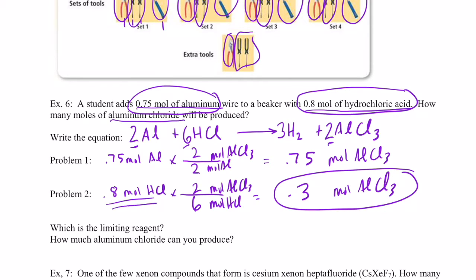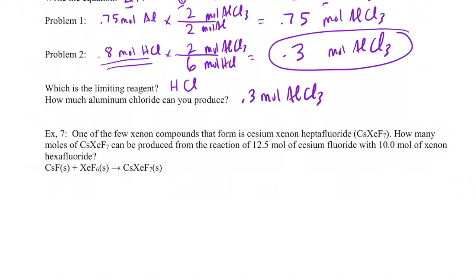So my HCl is my limiting reagent, and I can make 0.3 moles of aluminum chloride. That means I'll have some excess reagent, which will of course be my aluminum. Okay, does that sort of kind of make sense? All right, let's try another one.